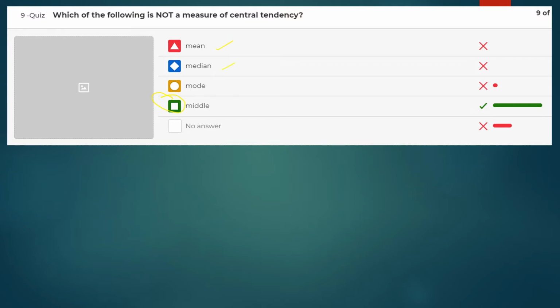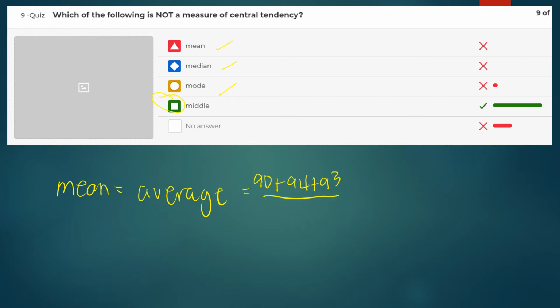So, mean, median, and mode are the three measures of central tendency. So, alam natin, mean is also known as the average. For the average, you're going to add the numbers or the elements in a given population and then divide by kung ilan sila. Let's say, for example, we have 90 plus 94 plus 93 and then divide by, so we have 90, 94, 93, we have 3 elements, divide by 3. So the answer there will be the mean. So this is denoted by X bar.